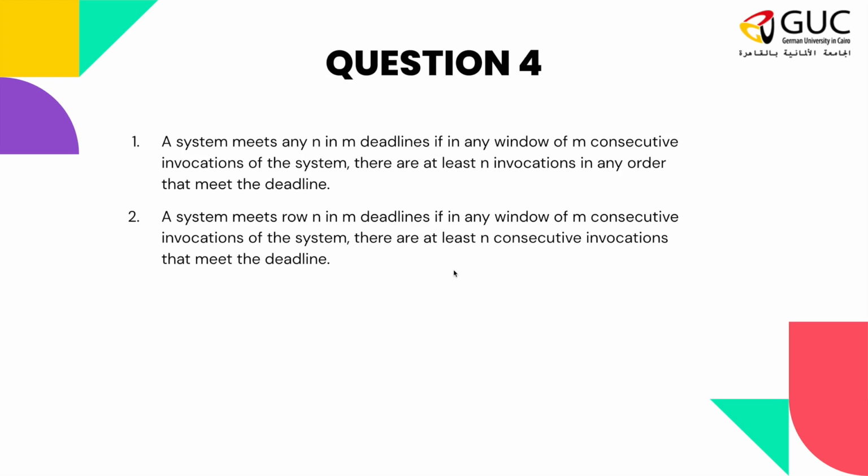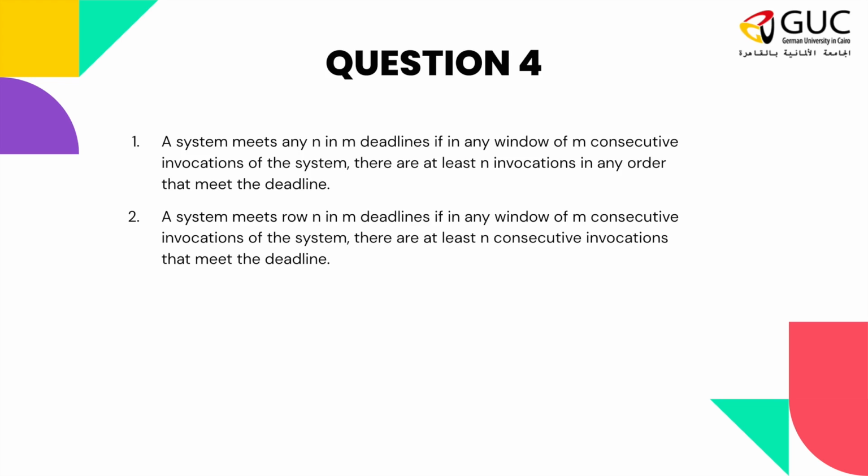In the second constraint, a system meets row n in m deadlines. Row means it is consecutive. And a system meets, here we are tackling the meets, not the misses. Therefore, meets row means it is meeting consecutively. How can I say that a system is meeting n in m deadlines in a row? There are at least n consecutive invocations that meet the deadline. So if I have m invocations, I must have at least n consecutive invocations so that I can say that this system has met row n in m deadlines.